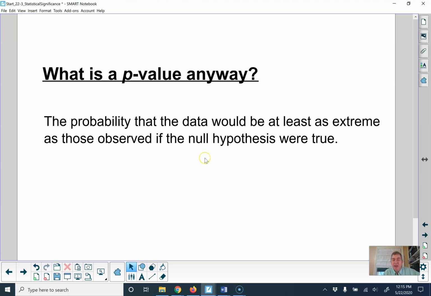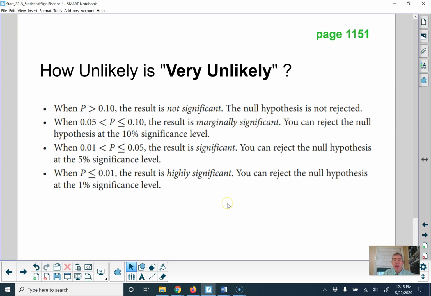So we need a p-value for this. A p-value is the probability that the data would be at least as extreme as those observed if the null hypothesis were true. What is the p-value? There are different ranges. How unlikely counts as very unlikely. If you're talking about a value of more than 10%, that is not a statistically significant result. That is something that happens pretty regularly. You would not count that as unusual.